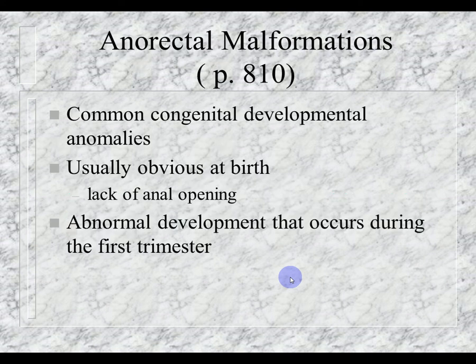All right, anorectal malformations are on page 810. These are common congenital developmental anomalies, usually obvious at birth, and there's a good picture on page 811 that shows you no visible external opening. It's a lack of an anal opening. It can be developmental, occurring during the first trimester.